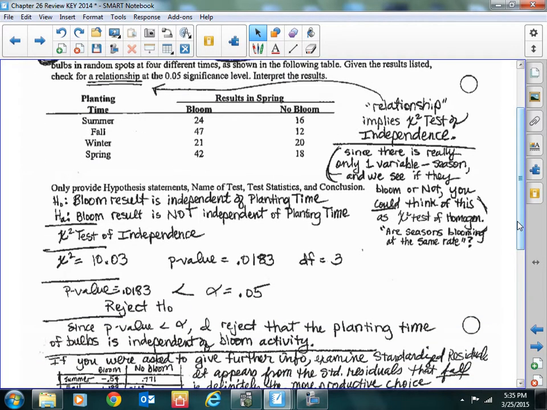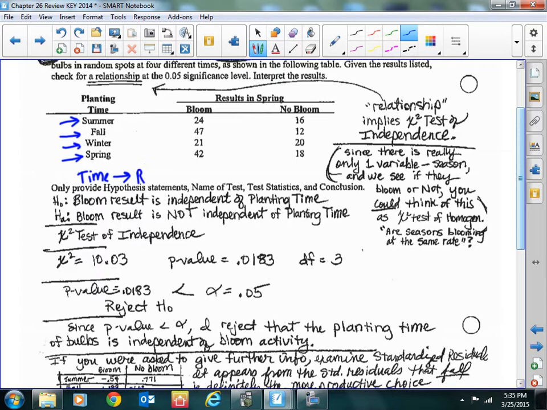Furthermore, when I would do my conditions, and this is kind of annoying, I would do them on summer, fall, winter, and spring, because I would intend the planting time to be the driver to the results of the blooming in spring. So when you plant those bulbs affects how well they bloom, or we're seeing if that does.